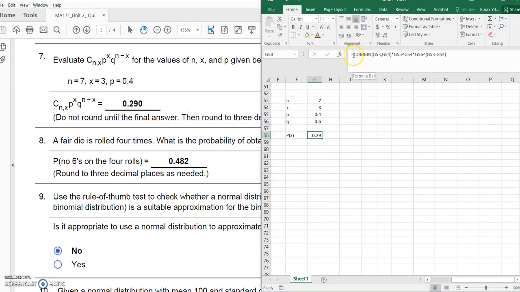And again, you can see, since we crafted the formula already, that's the combination of 7, 3 times 0.4 to the power 3 times 0.6 to the power of the difference, 0.6 to the power 4. And that gives you 0.29.